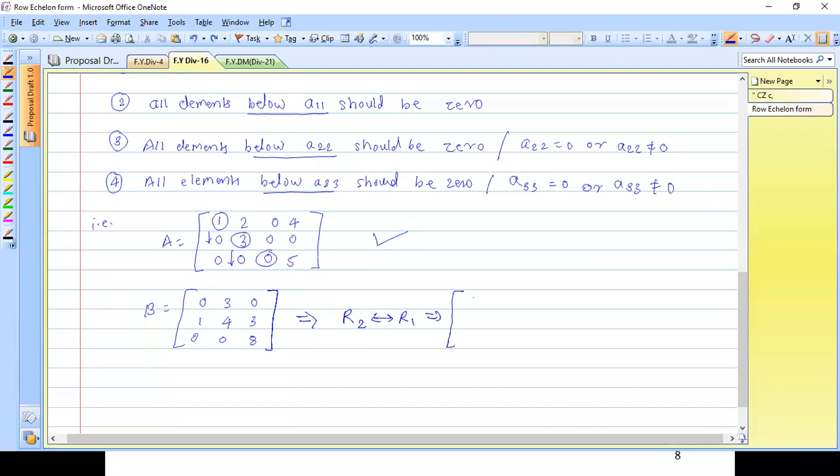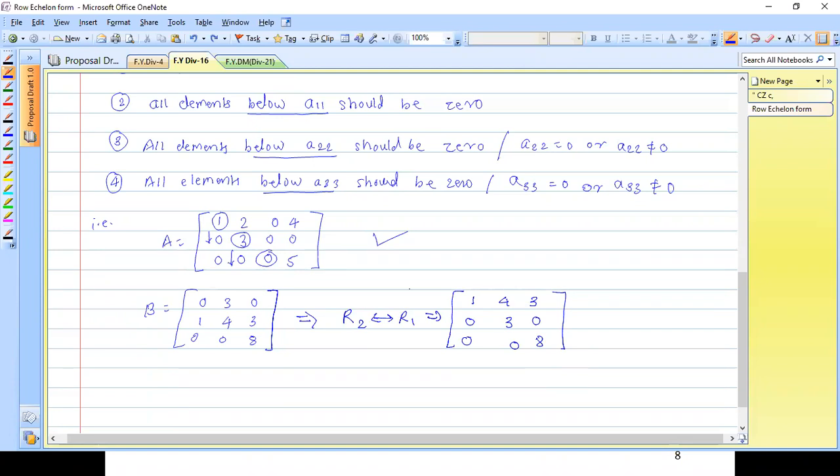So what am I getting? I'm getting here 1, 4, 3, 0, here 3, again 0, and I'm getting 0, 0, 8. Is it okay? Now tell me whether it is in row echelon form. Yes, it is in row echelon form. That's it. That is what I want.